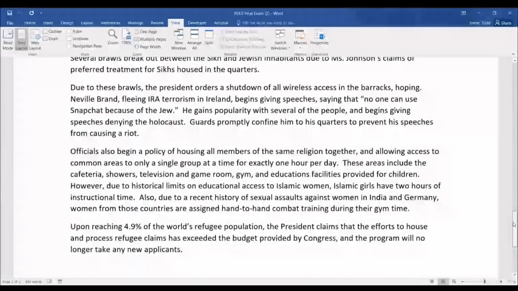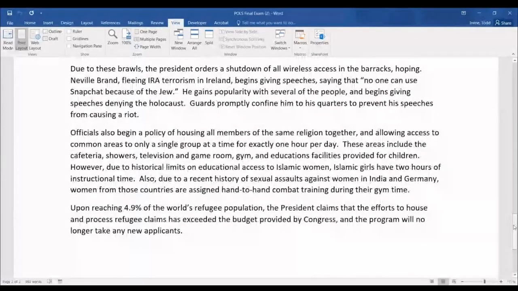All right, due to these brawls, the president ordered a shutdown of all wireless access in the barracks. And apparently I messed that one up, hoping to end the brawls, I would presume. All right, Neville Brand, fleeing IRA terrorism in Ireland, begins giving speeches saying that no one can use Snapchat because of the Jew. He gains popularity with several of the people and begins giving speeches denying the Holocaust. Guards promptly confine him to his quarters to prevent his speeches from causing a riot.